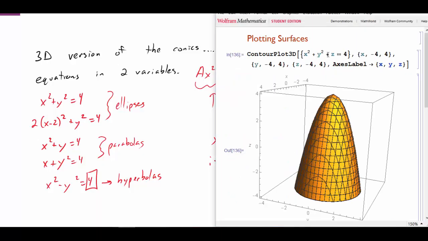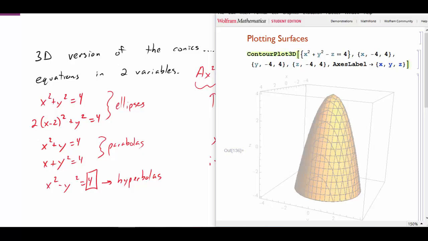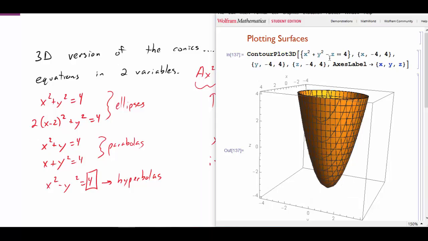Now, what if I change some of the signs? Well, I could certainly just change a sign here. And if I change the coefficient of the z term, you can see I just have changed the orientation of my paraboloid. Now it's opening upwards as opposed to opening downwards. So we have this direct jump from parabolas in 2-space to paraboloids in 3-space. What about the next one?